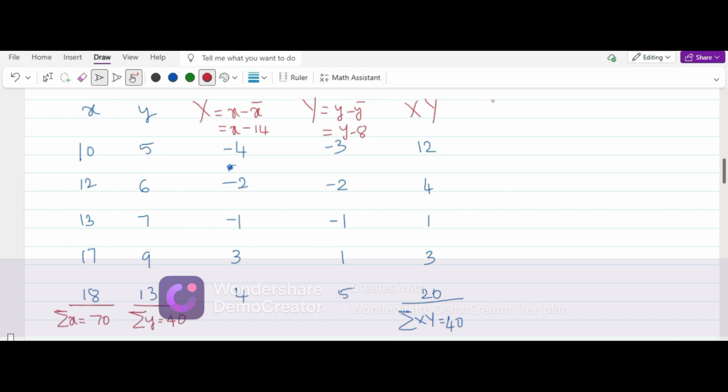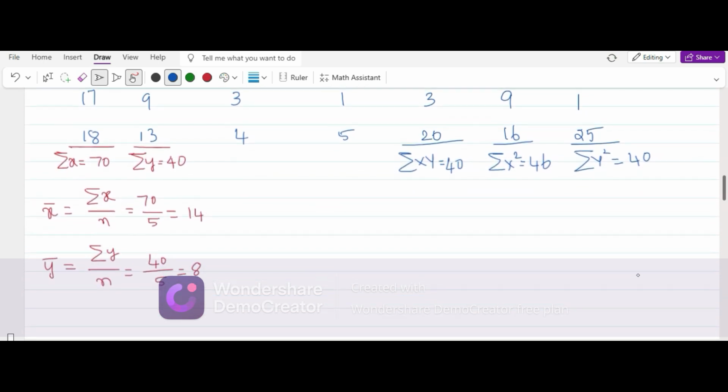We need to calculate x square as well as y square. Let us calculate x square. Minus 4 square is 16, 4, 1, 9, 16. So the sum of values of x square is 46. For y square, minus 3 square is 9, 2 square is 4, 1 square is 1, 1 square is 1, and 5 square is 25. So the sum of values of y square is 40.